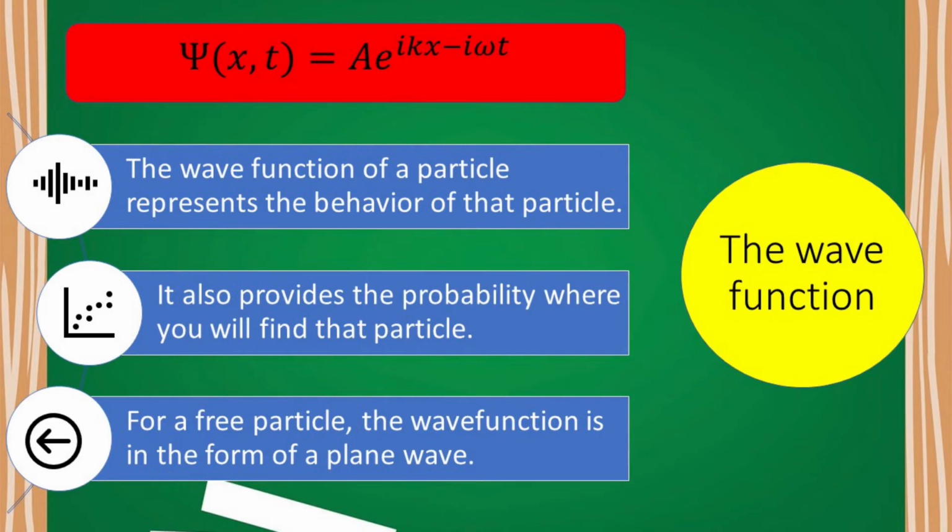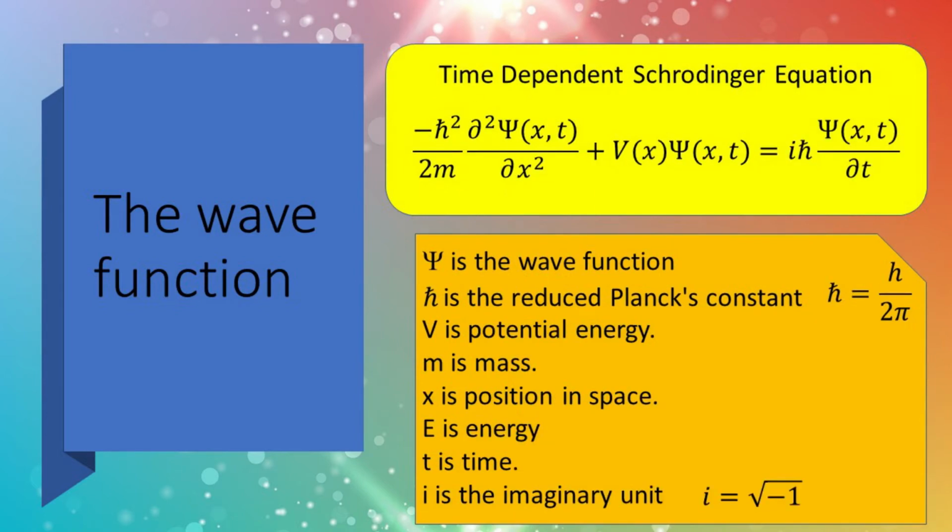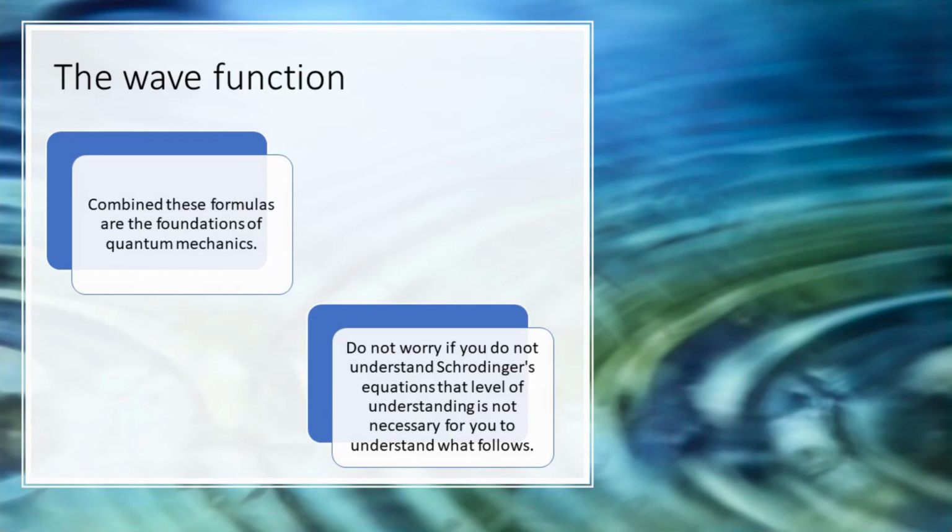For a free particle, the wave function is in the form of a plane wave. Here is the time-independent Schrodinger equation. It represents the rules that the wave function of a particle must obey. This is the time-dependent Schrodinger equation. It represents the rules that a wave function must obey over time. Combined, these formulas are the foundations of quantum mechanics.